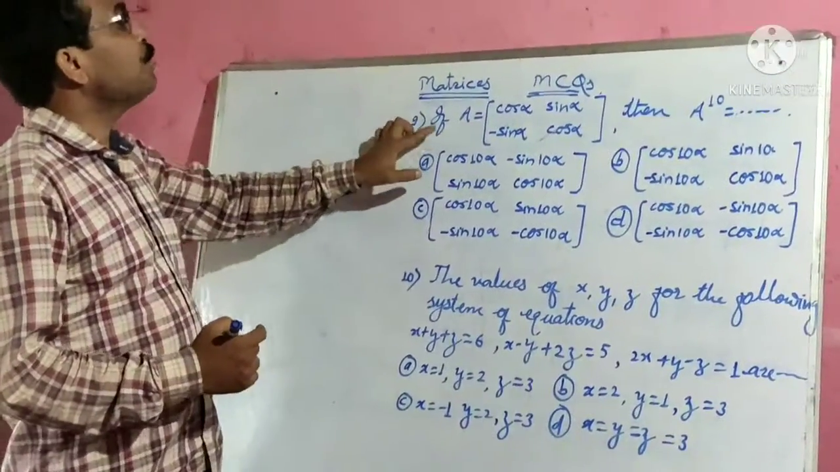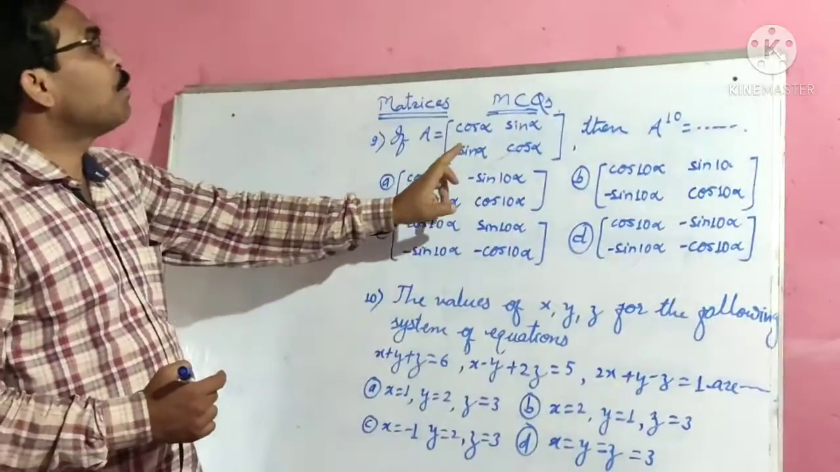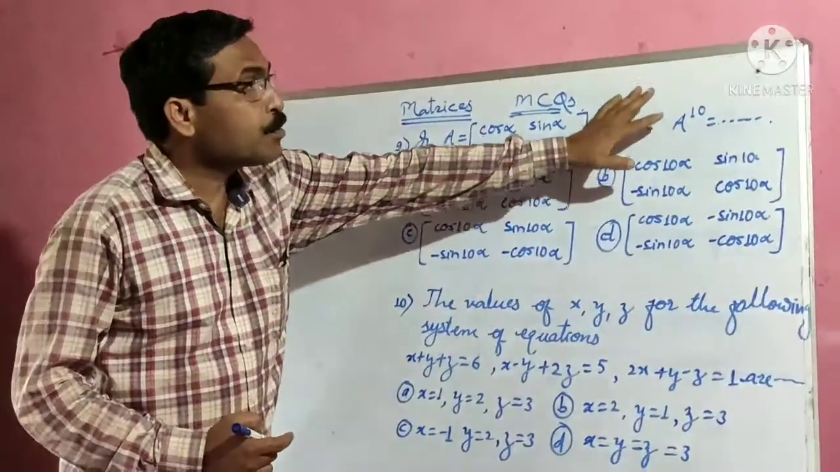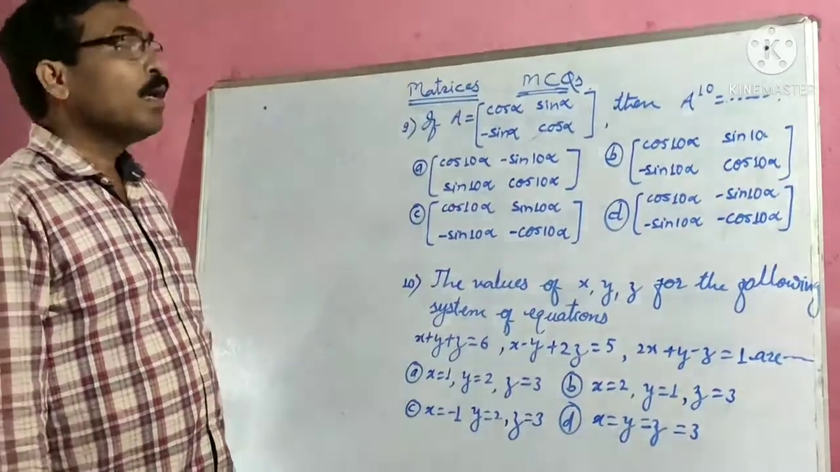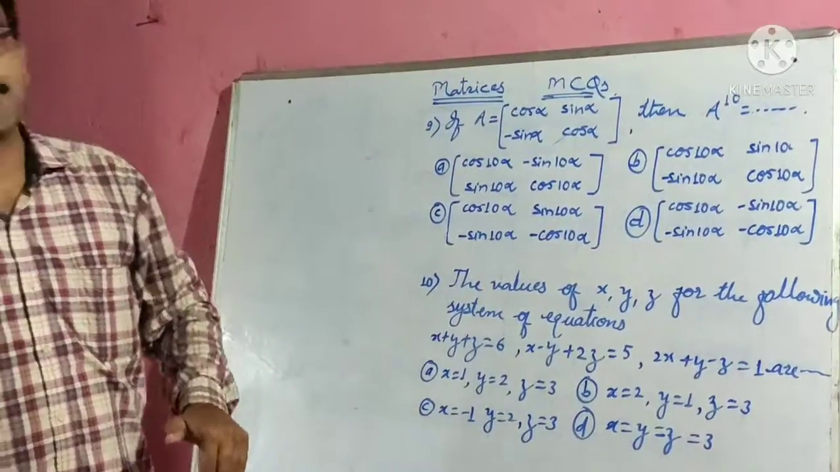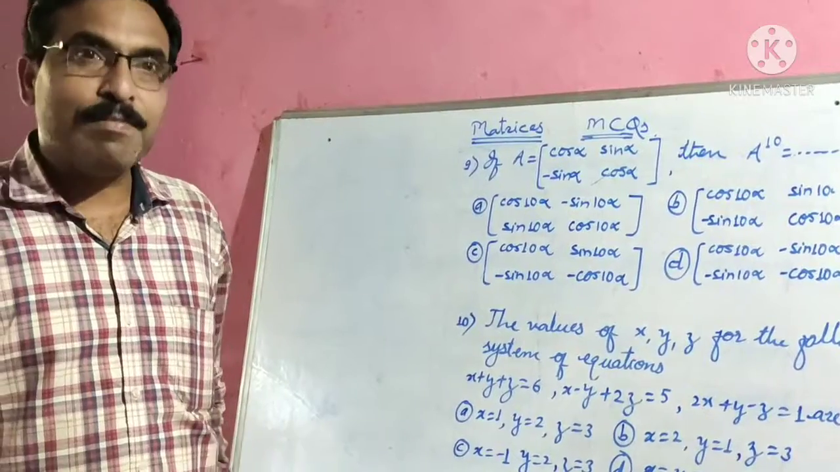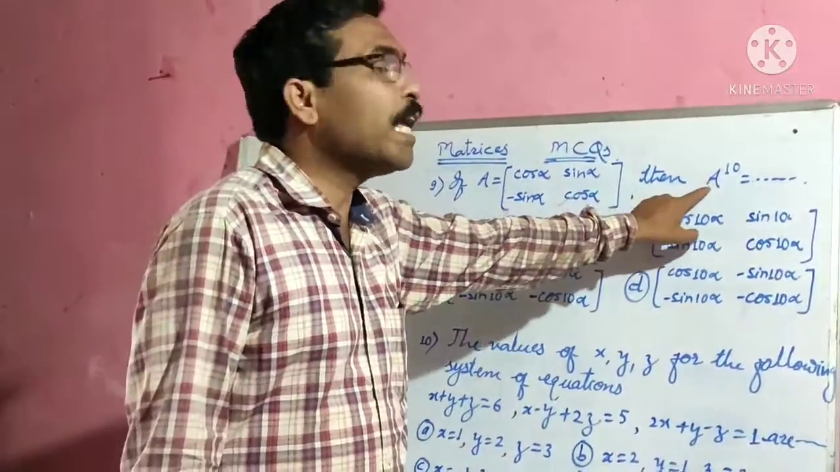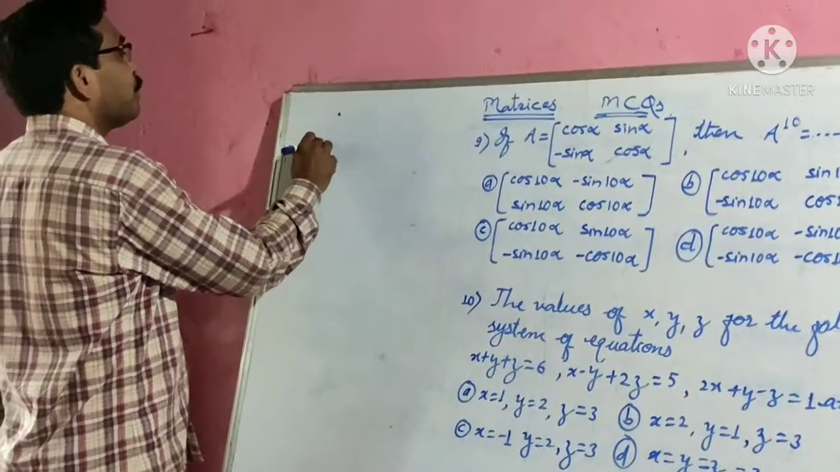What is given here? If A is equal to this matrix, cos of alpha, sin of alpha, minus sin of alpha, cos of alpha, then A raised to the power 10 is equal to, and these options are given. Now to find A raised to the power 10, we have to first find A square, and finding that A square we will get an idea, and from that idea we will create this A raised to the power 10. So let us find first A square.